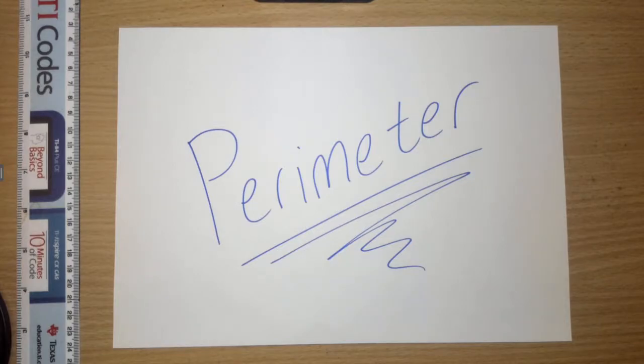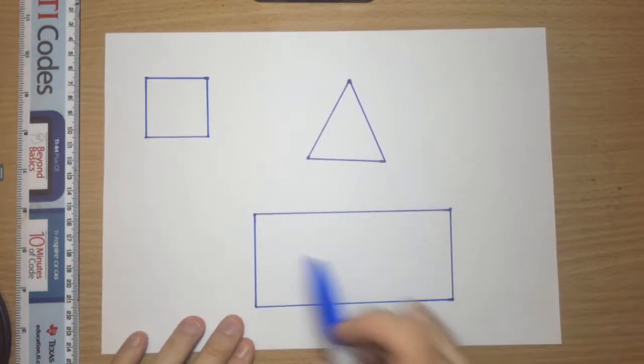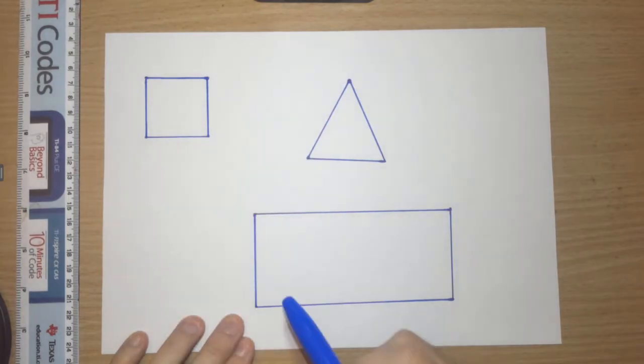Hey guys, welcome to this lesson on perimeter. So today we're going to be talking about perimeter. What is perimeter? I hear you asking me. Well, perimeter is just the length around the outside of a closed shape.